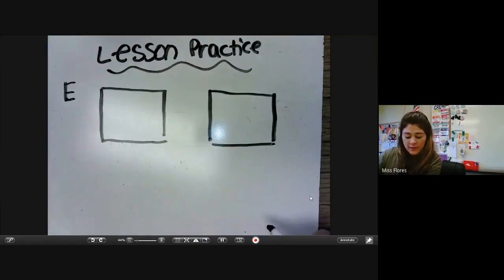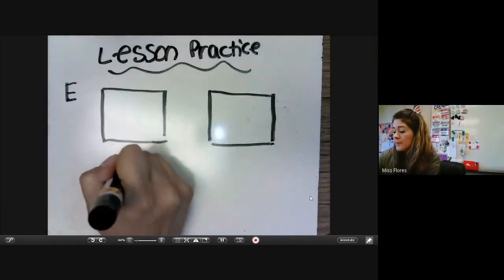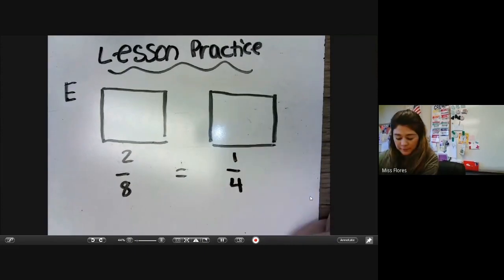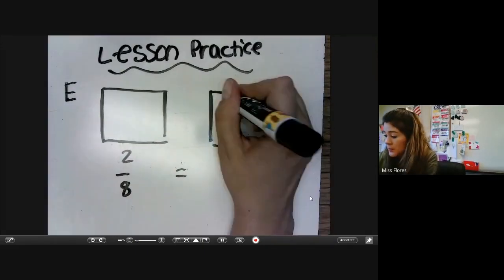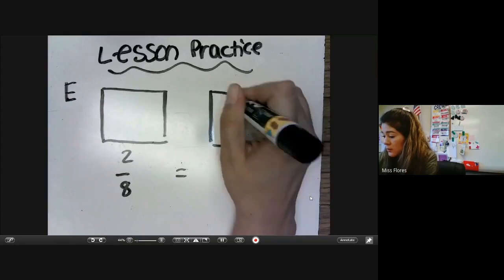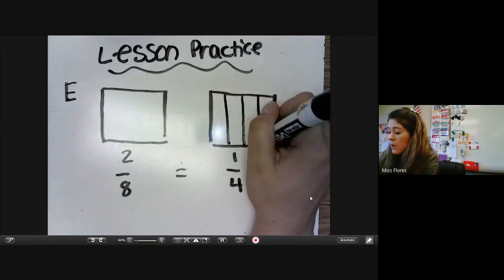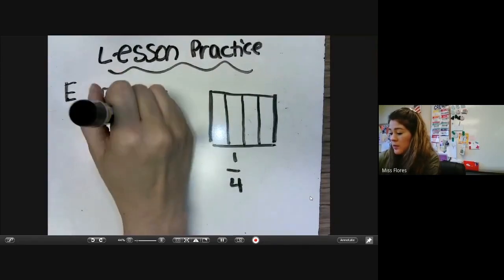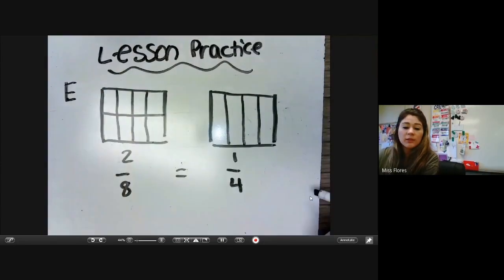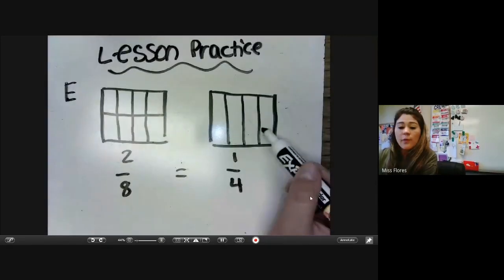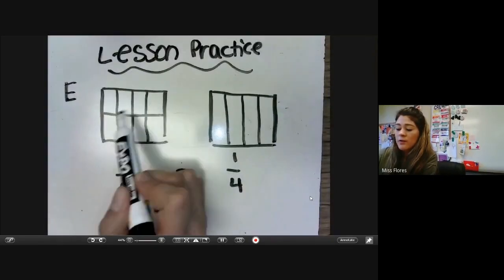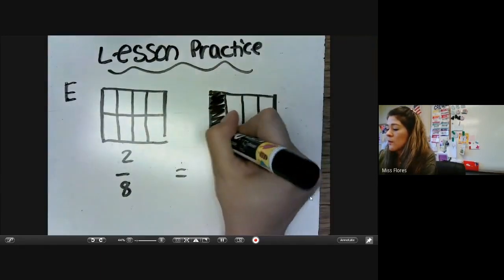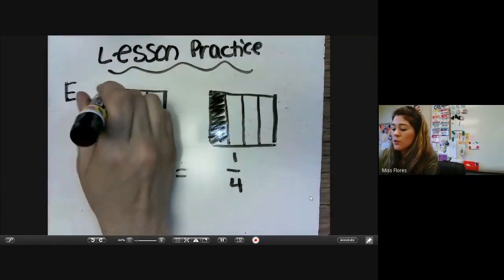All right, lesson practice E. We have 2/8 equals 1/4. Okay, I'm going to split this up into 4. I'm also going to split this into 4. And then I'm going to do a line down the middle. So we have 1, 2, 3, 4. 1, 2, 3, 4, 5, 6, 7, 8. So now I'm going to shade one of these sections, and I'm going to shade 2 boxes over here.